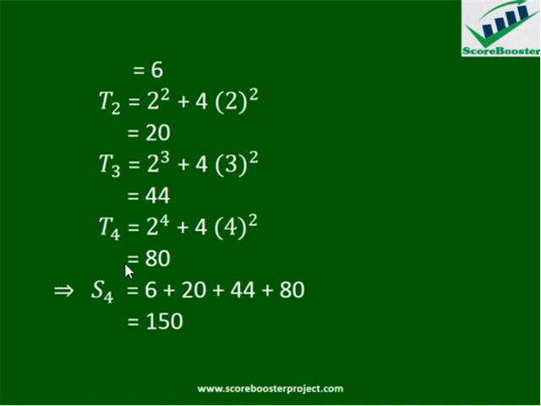the 5th term T5 and the 6th term T6, and S6 will be equal to the first term plus the second term plus the third term plus the fourth term plus the 5th term plus the 6th term. So that solves the question.